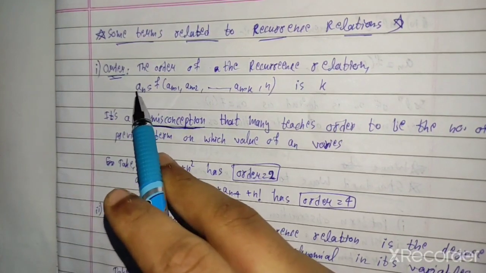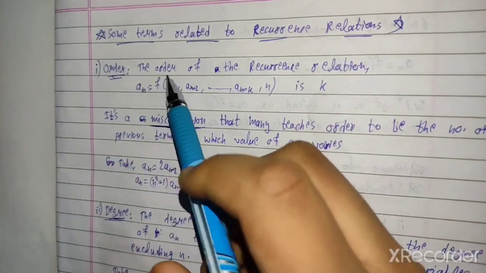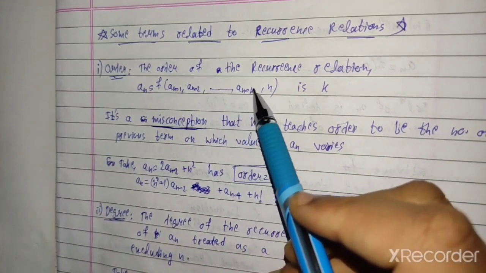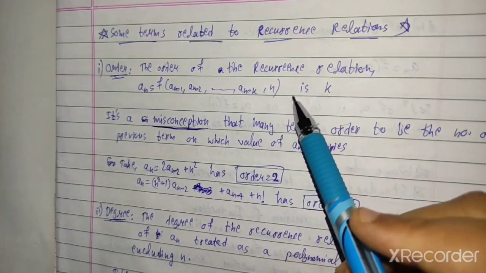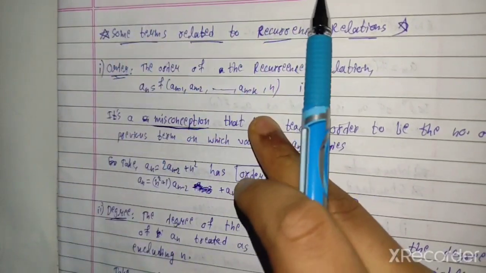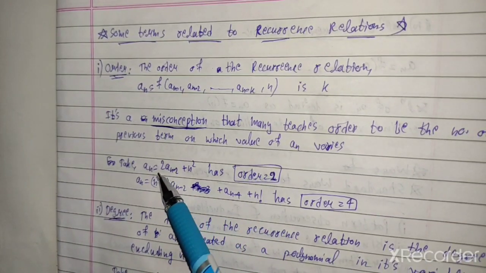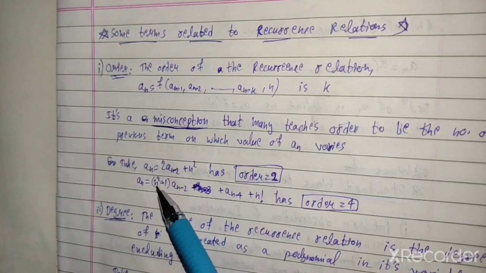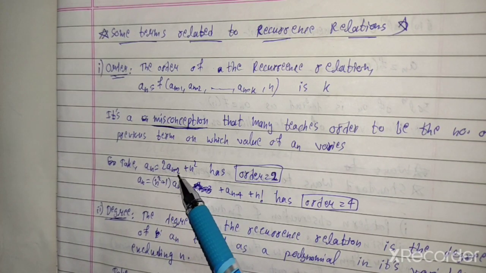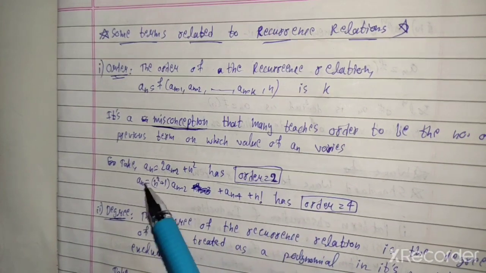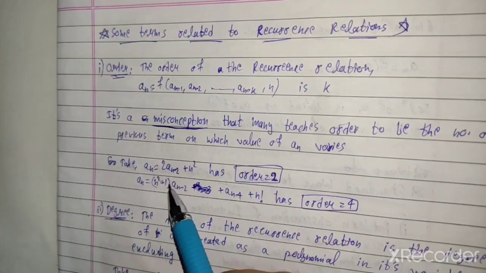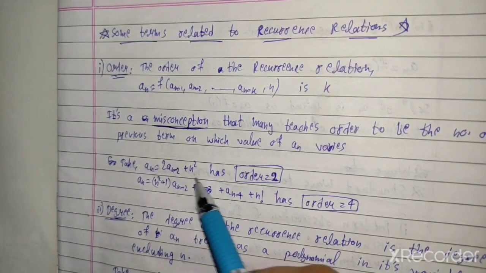Order is basically the order of the recurrence relation. Take a_n equal to blah blah blah, a_{n-1}, a_{n-2}, till a_{n-k}. Basically it is telling us which lowest term a_n is depending on. For example, let's take here a_n depending on the previous lowest term a_{n-2}, so it is n minus 2. Do n minus this, so n minus n cancels, minus times minus is plus, so order is 2.